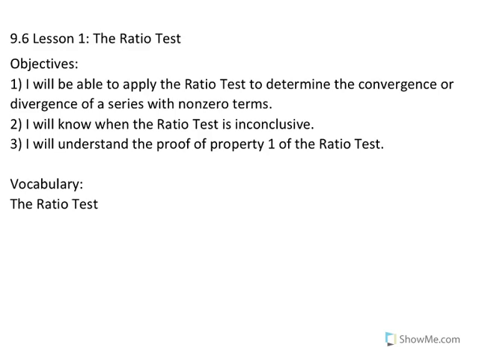9.6 Lesson 1, the ratio test. We have 3 objectives for our lesson today. 1, you'll be able to apply the ratio test to determine the convergence or divergence of a series with non-zero terms. 2, you will know when the ratio test is inconclusive. So if that's the case, you have to use some other test to determine the convergence or divergence of the given series. And at the end, we'll take a look at the proof of one property from the ratio test.